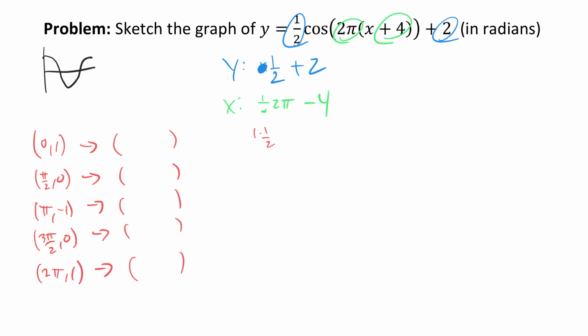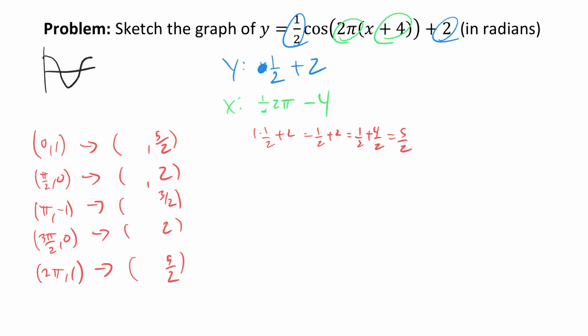1 times 1/2 plus 2. So 1/2 plus 2, which we could make them common. So that would be 4 over 2. So 5 over 2. The 0 will be easy. That'll just be 2. This one will be 3/2 when you work it out. Back to 2 and 5 over 2.